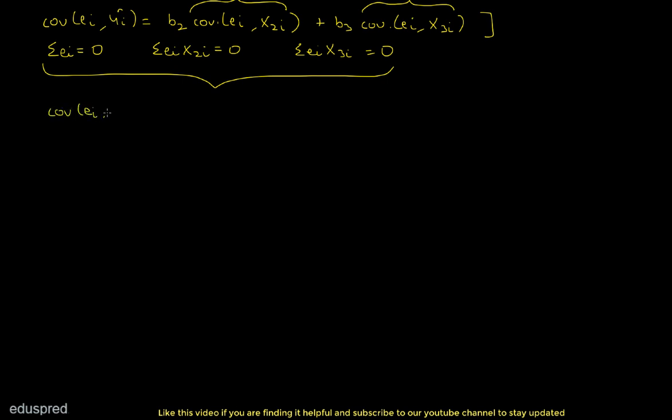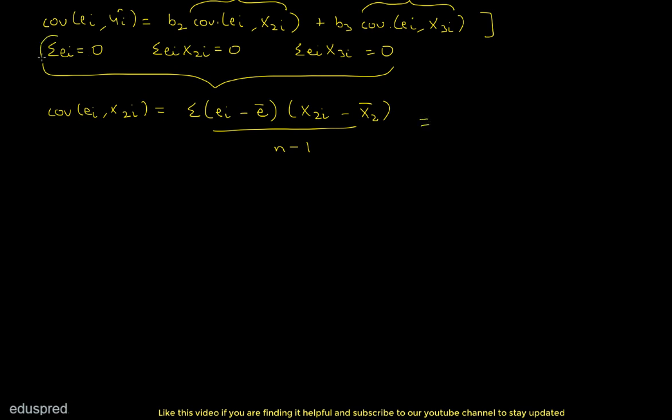So we can write that the covariance between ei and x2i is equal to summation of ei minus e bar times x2i minus x2 bar divided by n minus 1. I hope you know this formula to calculate the sample covariance between two variables. It is the summation of the first variable minus the mean of that variable multiplied with the second variable minus the mean of that variable, and then you have to divide the entire expression by n minus 1. Let's try to evaluate this expression further.